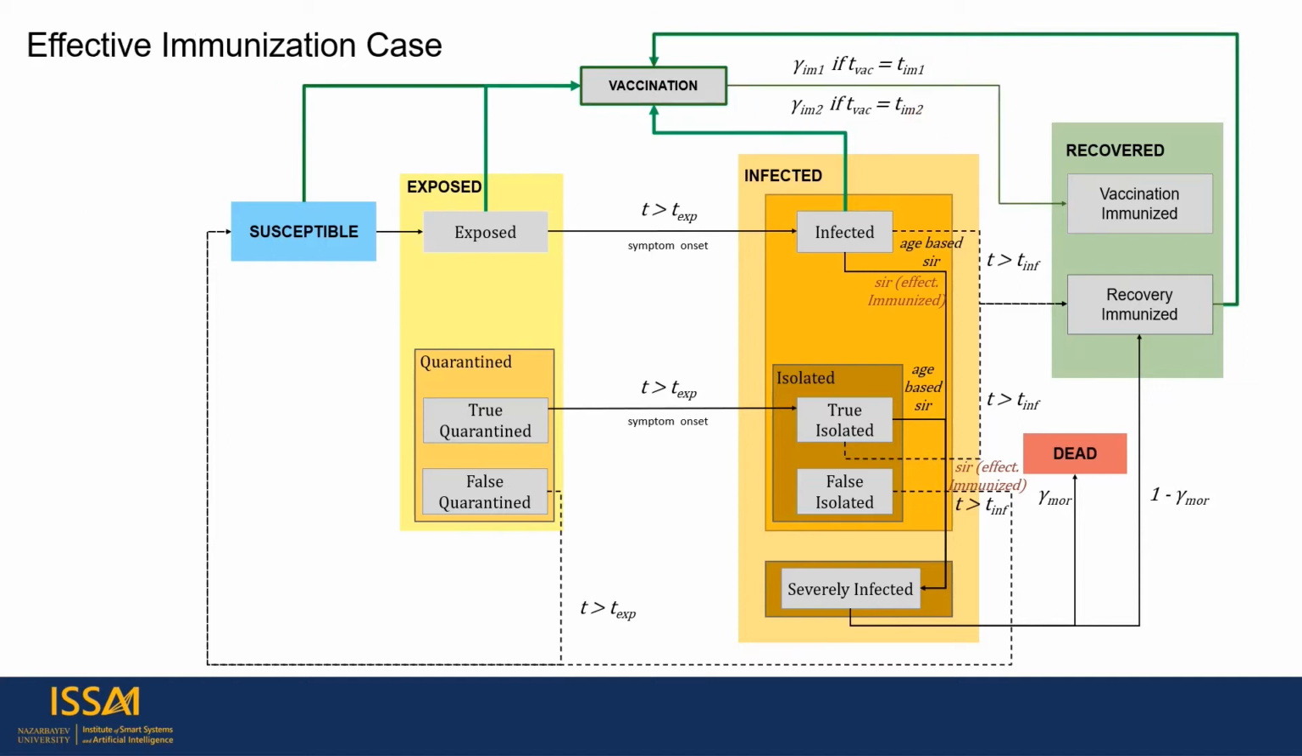Similar to sterilizing immunization, in the effective immunization case, particles from susceptible superstate, exposed, infected, and recovery immunized states are vaccinated. For exposed, infected, and recovery immunized, vaccination is assumed to be wasted. In the effective vaccination case, there is no vaccination immunized state in the recovered superstate. Therefore, susceptible particles immunized by the vaccine are designated as vaccination immunized, but they may still get infected with less probability of getting severely infected from infected or isolated states.